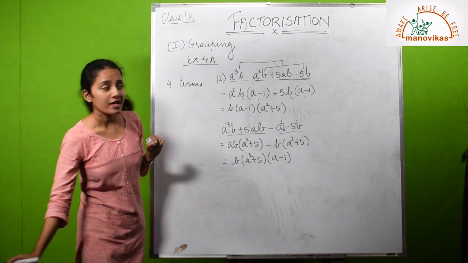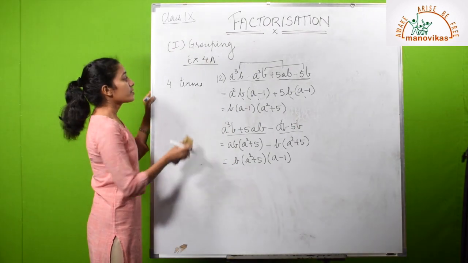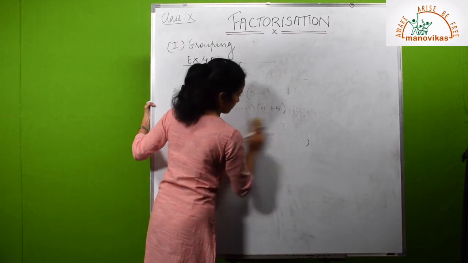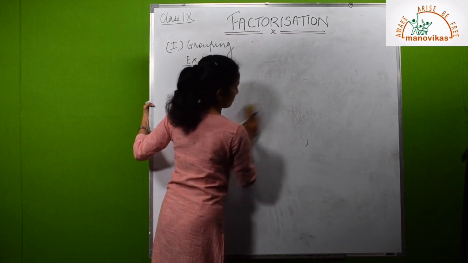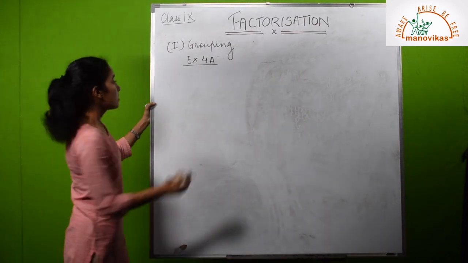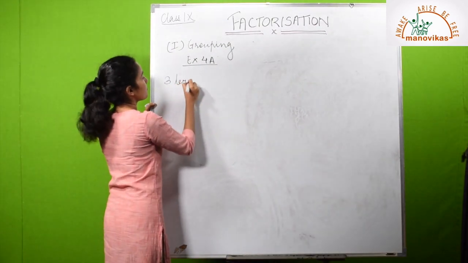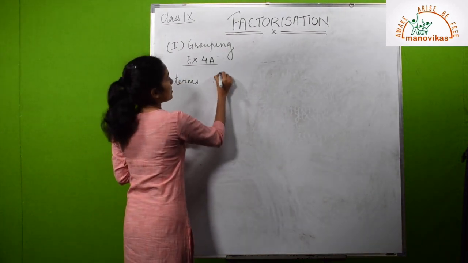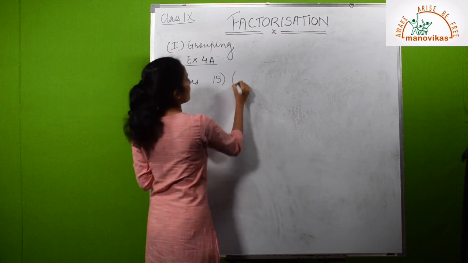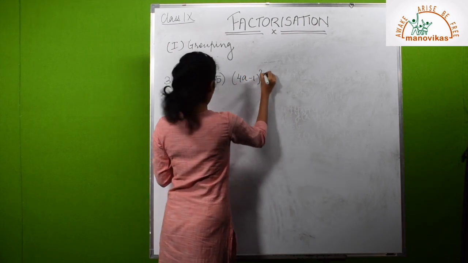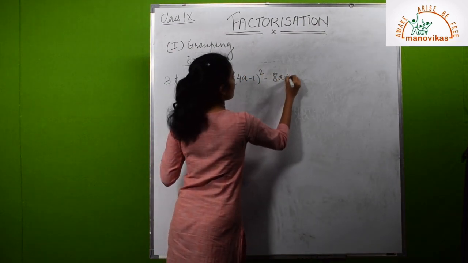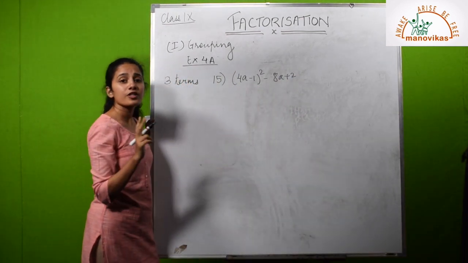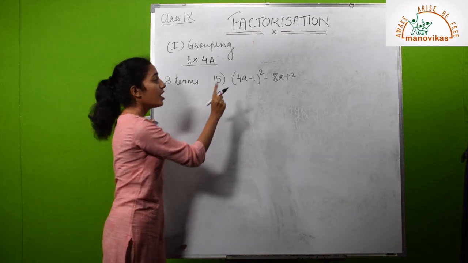Let us take another example. This will be with three terms. For three terms, let us take an example. The 15th problem: I have 4a minus 1 the whole square minus 8a plus 2. Now when there are three terms, there are two ways to go about this problem.